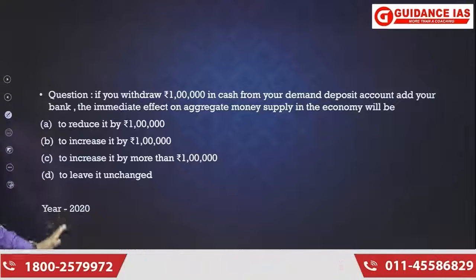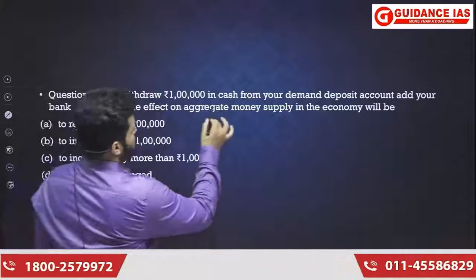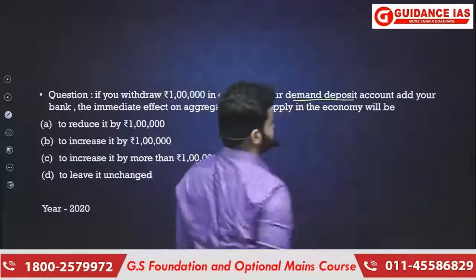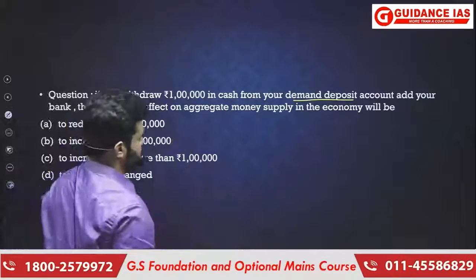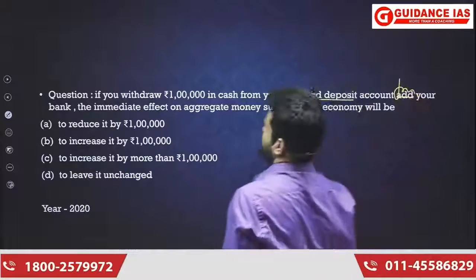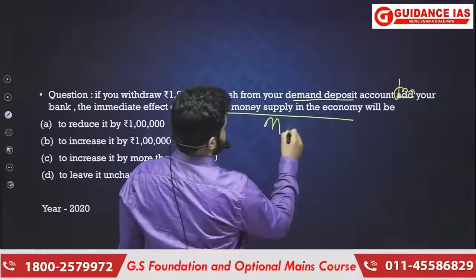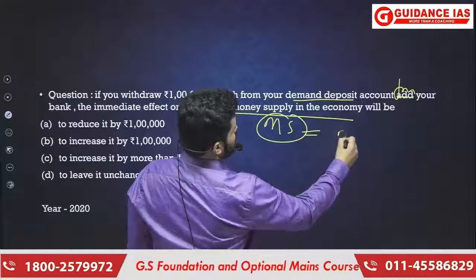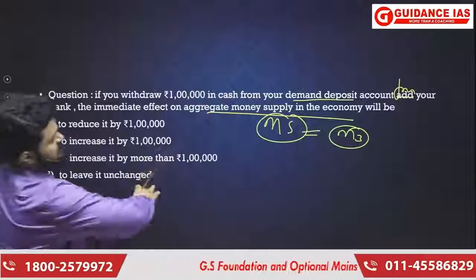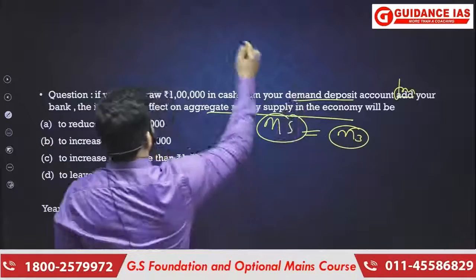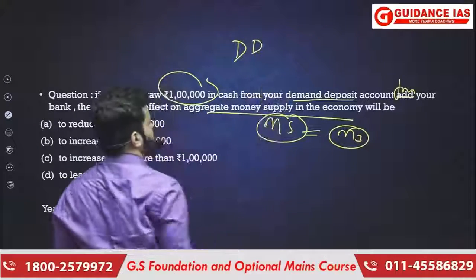Okay, now because we have understood these basic concepts, we can go on attempting the questions. For example, this question appeared in the year 2020. So for example, this question says that if you withdraw 1 lakh rupees in cash from your demand deposits account from your bank, the immediate effect on aggregate money supply in the economy, MS. MS would mean what? M3. Yes, I have already told you. So the immediate effect on the aggregate money supply in the economy. So there was 1 lakh rupees in form of demand deposits. Getting it?